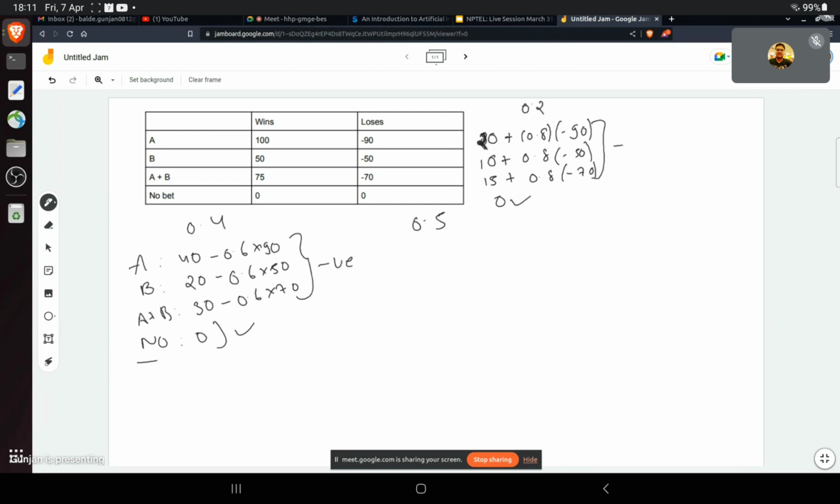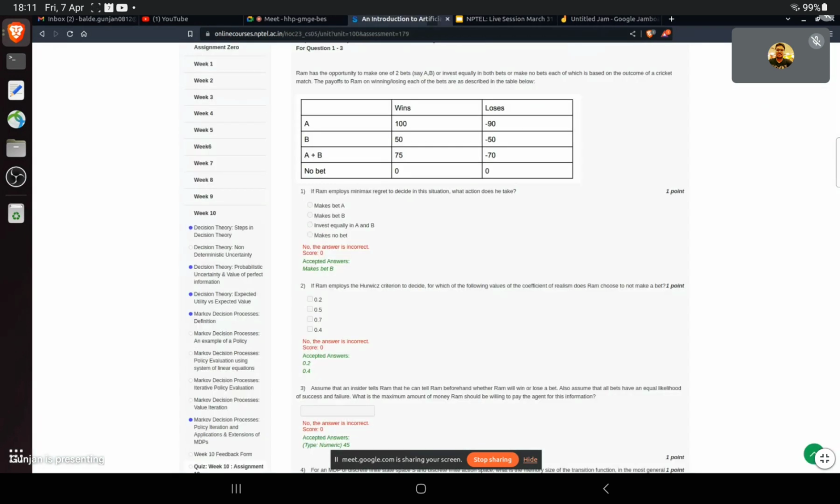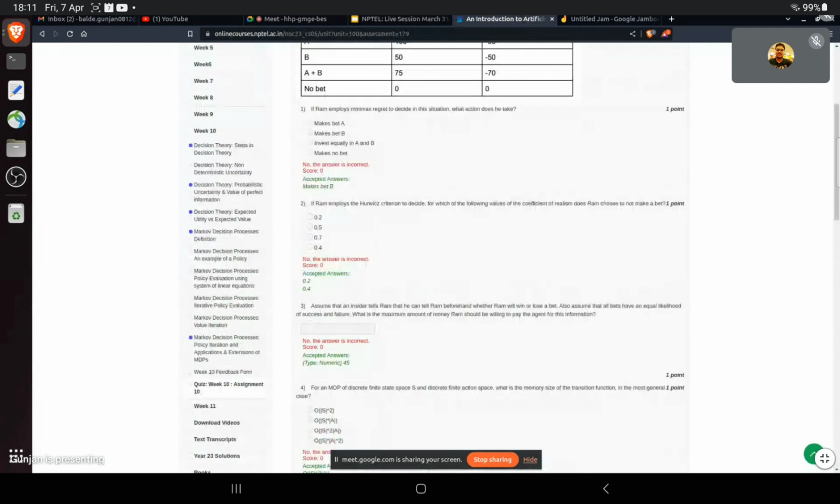Now for 0.5, this value becomes 50 minus 45, and we have a value greater than 0. So for 0.5 or any value bigger than 0.5, we will never pick the row of no bet. So we have 0.2 and 0.4 as our answer, right?